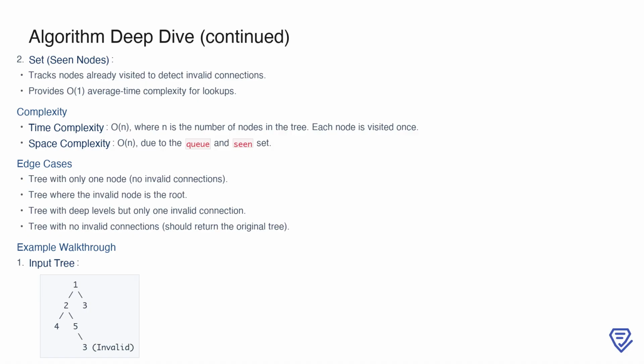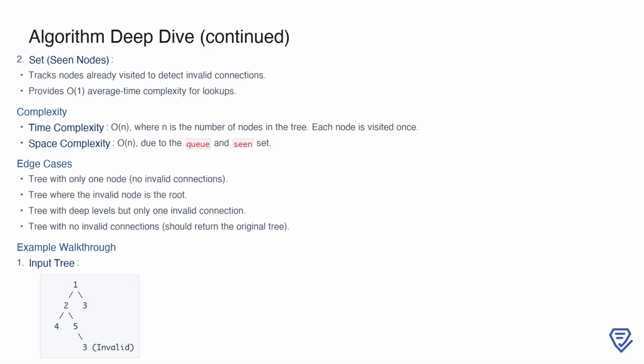The set, on the other hand, tracks all nodes that have already been visited. This set is crucial for detecting invalid connections, as it provides O(1) average time complexity for lookups. In terms of complexity, the time complexity of this solution is O(n), where n is the number of nodes in the tree. This is because each node is visited exactly once during the BFS traversal. The space complexity is also O(n), due to the memory required for the queue and the seen set. There are several edge cases to consider.